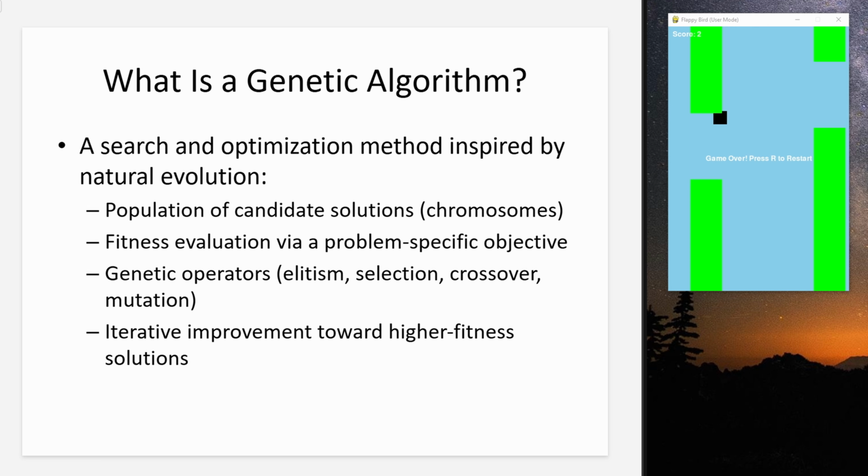So to get started, what is a genetic algorithm? A genetic algorithm is a search and optimization method inspired by natural evolution. You have a population of candidate solutions, which are considered your chromosomes. You have a fitness evaluation by a problem-specific objective. You have genetic operators: elitism, selection, crossover, and mutation. And then you iterate towards higher fitness solutions.